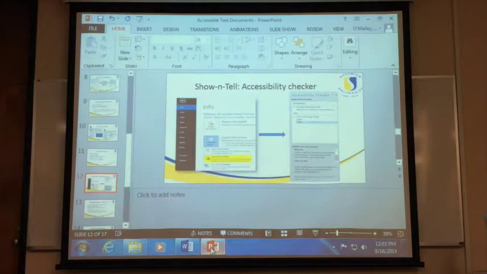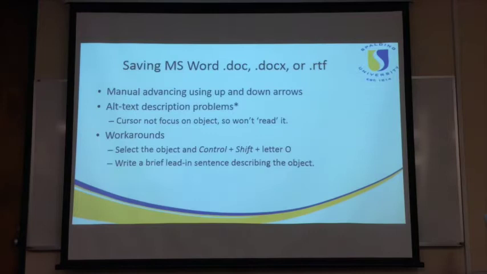And I want to round out by talking about the difference between saving your Word document as a normal Word DOC, DOCX, or even rich text. For a screen reader, by saving it in its normal format, the user who's using a screen reader may need to manually advance using up and down arrows. Also, you may have alt text description problems.